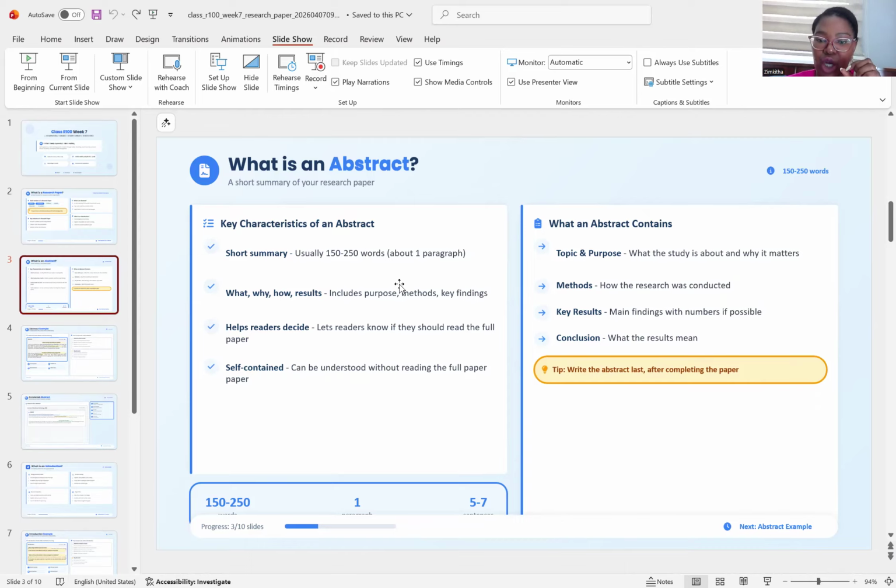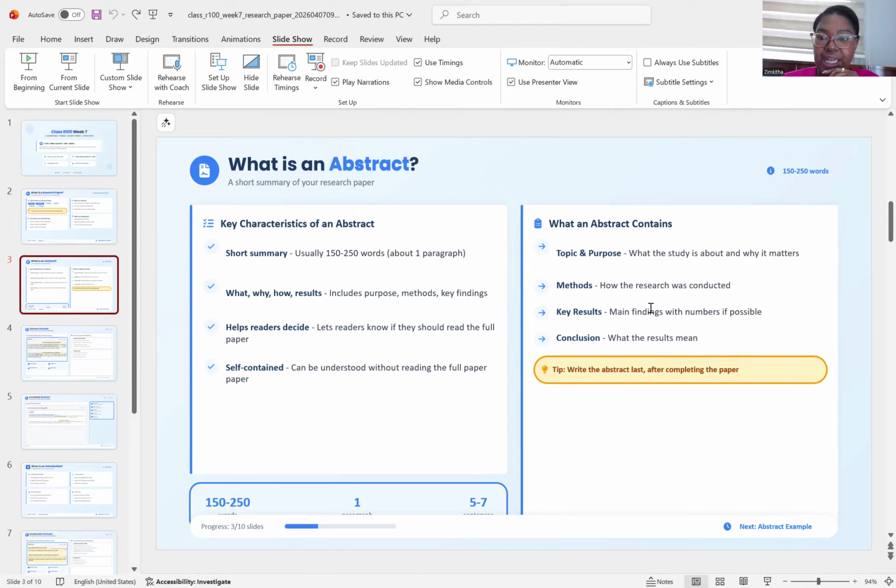What does an abstract contain? It always has the topic and the purpose, what the study is about and why it matters. So if the study is about mental health problems affecting learners in university, it needs to be in there. If you are saying that you used surveys, it needs to be in there. What were the results? It needs to be in there. And the conclusion of the entire study.